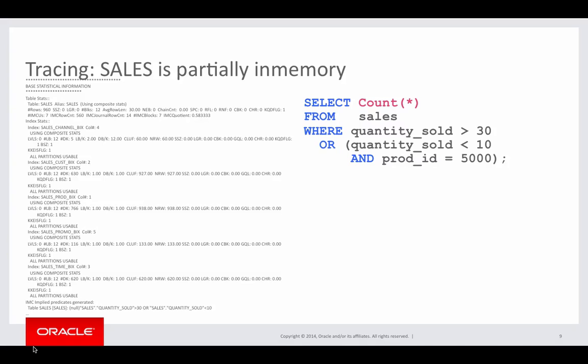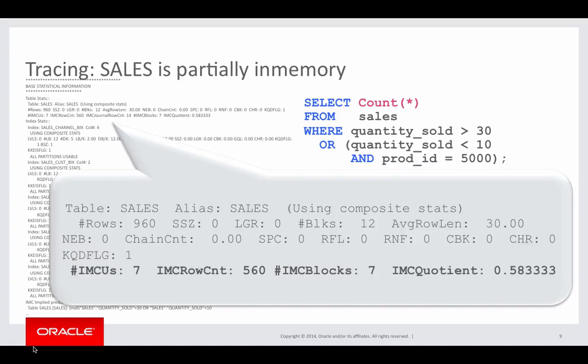So let's start with just the basic in-memory statistics. Where are they going to show up in the optimizer trace? Well, if you look under the base statistical information and you look at the table stats, if you drill down on just the table stats for our sales table, the table used in this query, you see there that it's got the basic table statistics. So for example, the number of rows in the table, 960. The number of blocks required for this table is 12. The average row length is 30 bytes and so on.